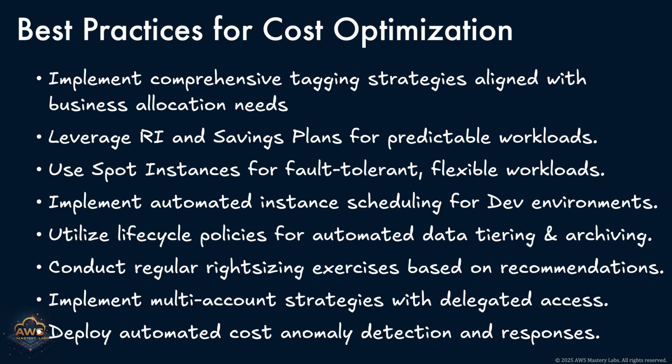It's also important to conduct regular right-sizing exercises, reviewing your resource usage and adjusting instances or services that are over or under provisioned. Tools like AWS Compute Optimizer can help you make informed decisions here. A multi-account strategy with delegated access ensures that different teams can manage their own costs while still providing centralized visibility and control. And finally, implement automated cost anomaly detection to catch unusual spikes in spending early and respond quickly before they turn into unexpected bills.